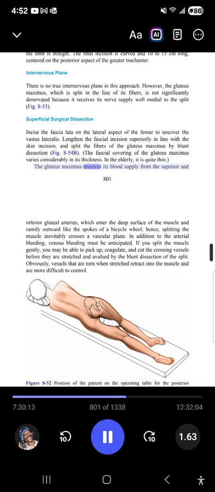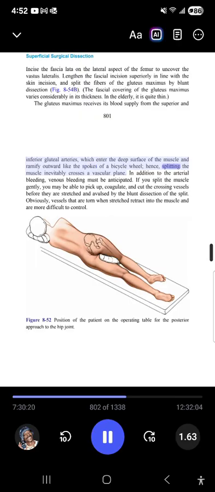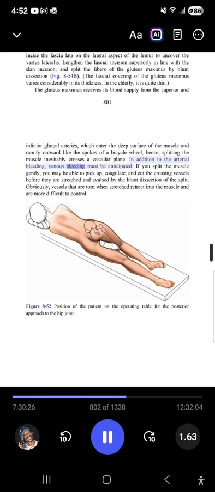The gluteus maximus receives its blood supply from the superior and inferior gluteal arteries, which enter the deep surface of the muscle and ramify outward like the spokes of a bicycle wheel. Hence, splitting the muscle inevitably crosses a vascular plane. In addition to the arterial bleeding, venous bleeding must be anticipated.